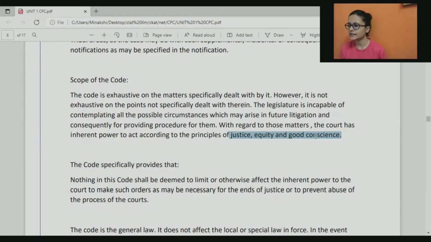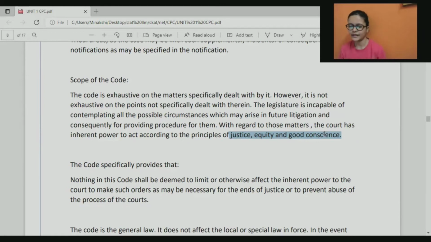But this principle of justice, equity, and good conscience is not limited only to civil laws. It is applicable in civil, criminal, in any kind of matters. The court can apply the principles of justice, equity, and good conscience, and can give a decision based on that. It's not just limited to CPC. Like there was one case under the Indian Contract Act, you will read it sometime.